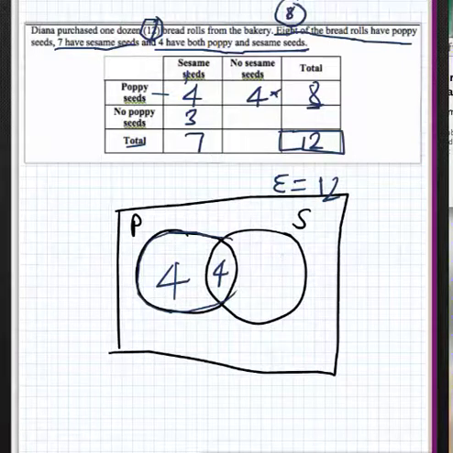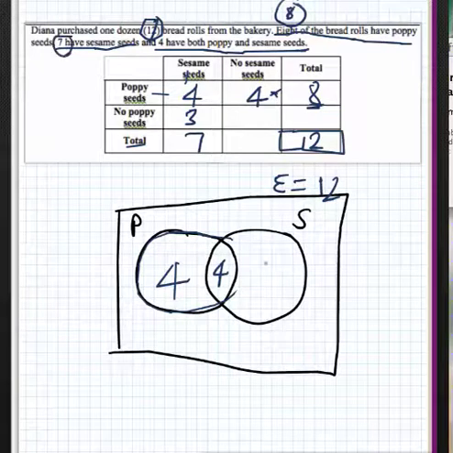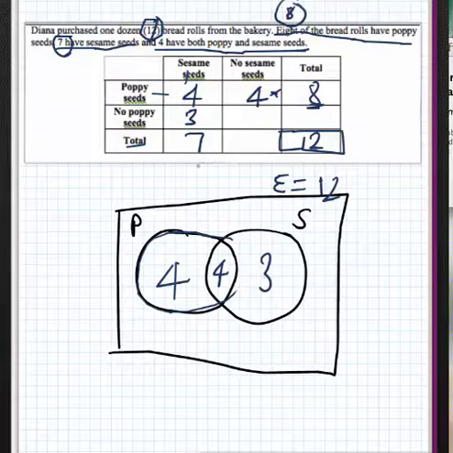Now, in this part here, we have 7 sesame seeds in total. So what is 4 plus something to give you 7? We can see it's 3. Once again, we can't see the total 7, but we can see the circle that has sesame seeds, and 4 plus 3 is 7. Now the Venn diagram is pretty much finished. But there is still one more thing we've got to check.